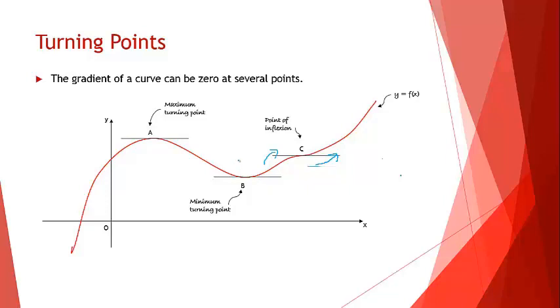And apart from C, there are two other points of inflection, one between A and B, another between B and C. Thus, the gradient at a point of inflection is not necessarily 0.